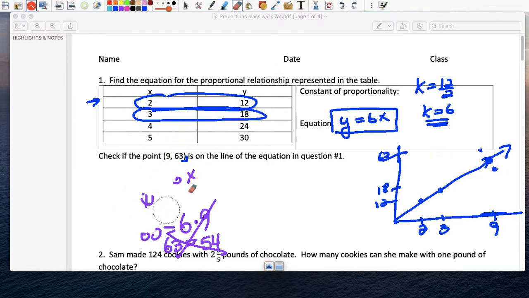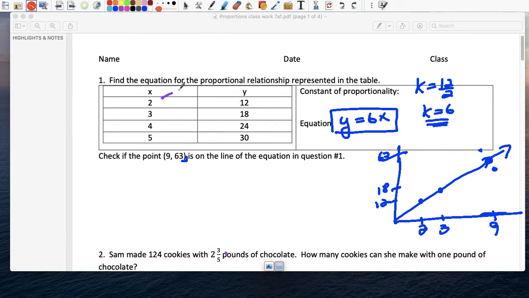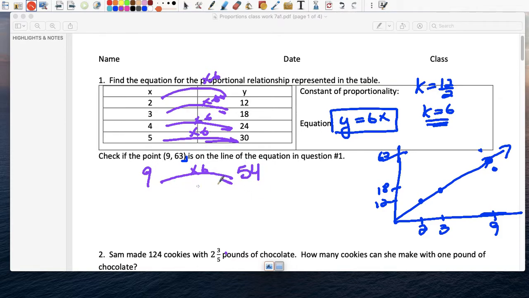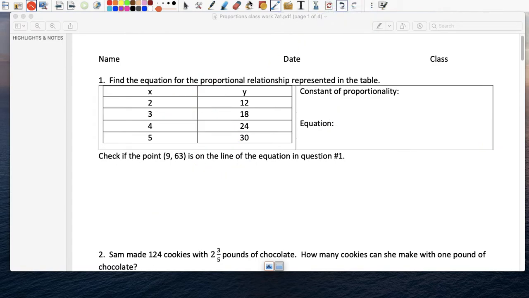Now, if you go back here, if you look at the table, guys, how does a 2 become 12? Times 6. How does a 3 become 18? Times 6. Times 6. Times 6, right? So 9 times 6 should be 54. That would have been okay. 9 and 54, it's on the line. But 9 and 63, it's times 7, right? So is that the same as the other ones? No. So that is definitely not on the line. It's not on the line.